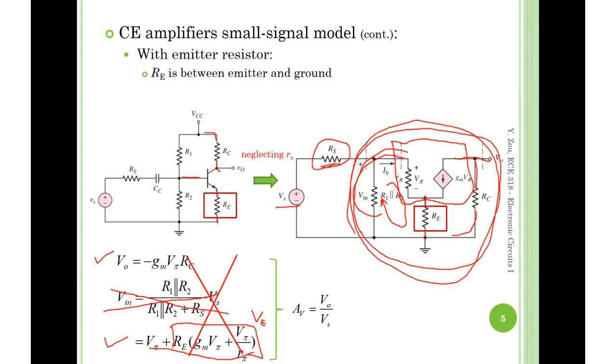You cannot only involve R pi and RE here, because we have a connection here with this dependent source that cannot be ignored. So if you really want to do this voltage divider, you want RS in series with this entire thing to share the total VS. Did I make this clear, everyone?